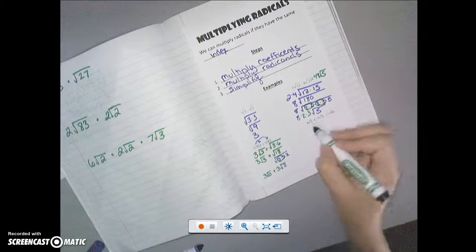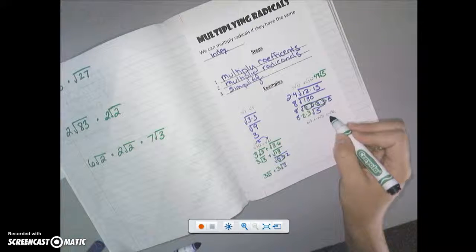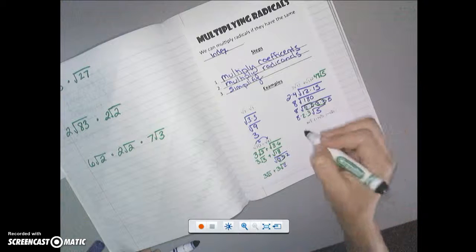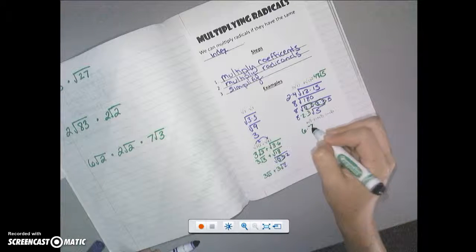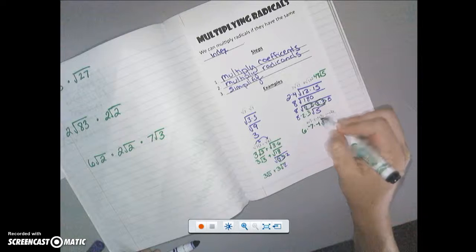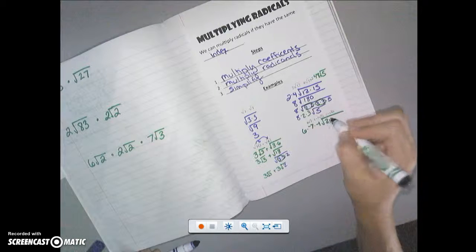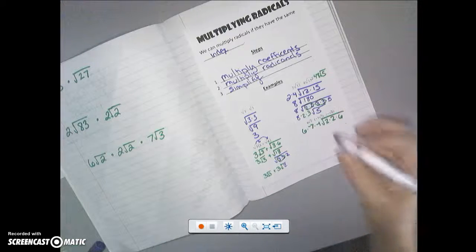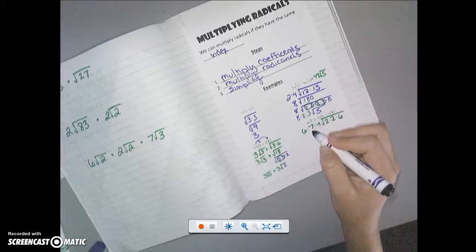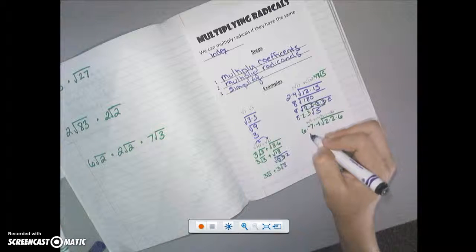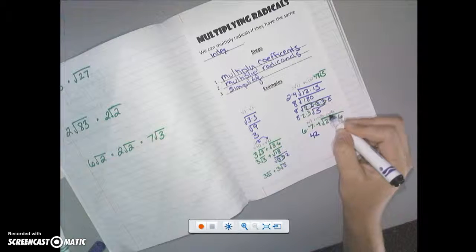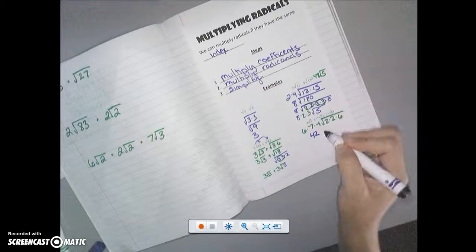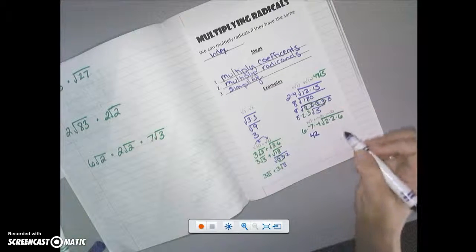Alright, our next one, we're going to multiply. This one just has 3 terms, so we're just going to multiply them all together. So 6 times negative 7 times negative 1. It's important we keep that negative 1. And then we're just going to multiply 2 times 2 times 6. 6 times negative 7 is negative 42 times negative 1, which makes it positive 42. If we didn't take that negative 1 into account, we would have a negative coefficient when that should be positive.